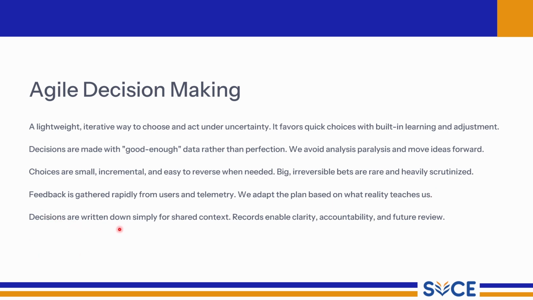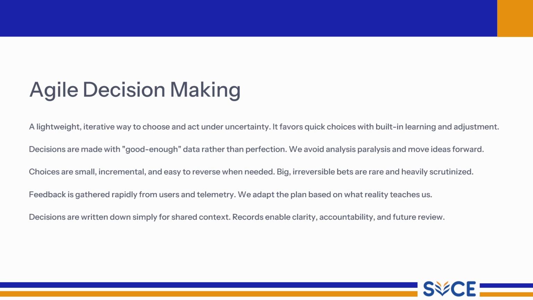Decisions are written down simply for shared context. Records enable clarity, accountability, and future review. We don't just decide, we document. This creates clarity, accountability, and memory for the future. Write it, share it, and own it.